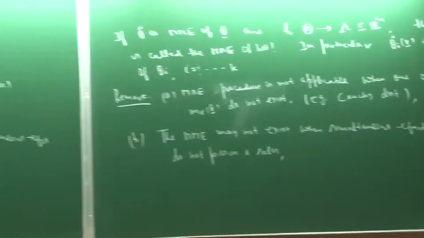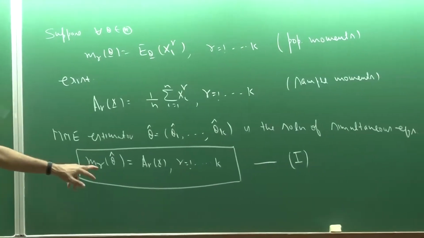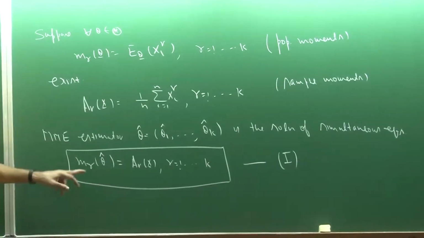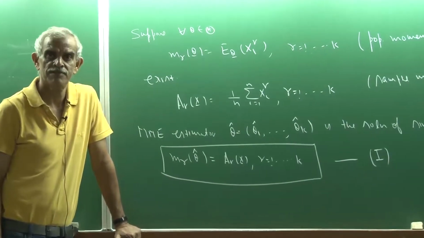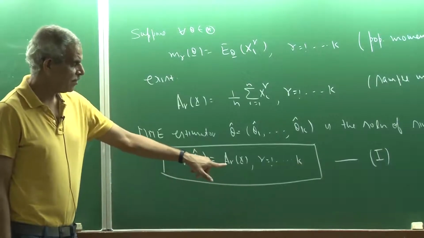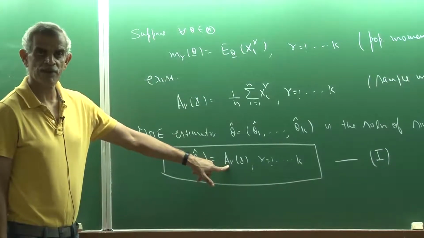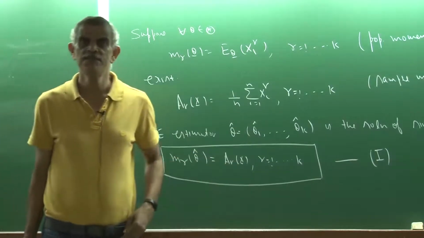Now there is a possibility that when you are equating M_r(theta) equal to A_r(X), certain moments do not depend on theta. Then what you are saying is you get an absurd thing. You are saying that the r-th sample moment is the same as some fixed quantity independent of theta.